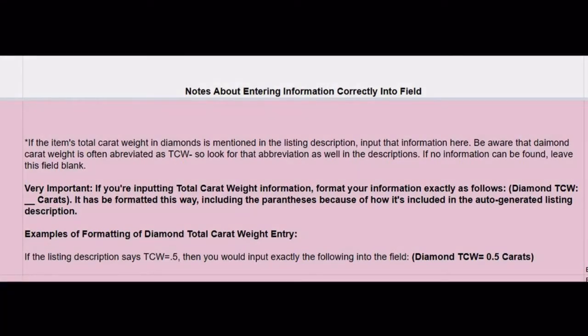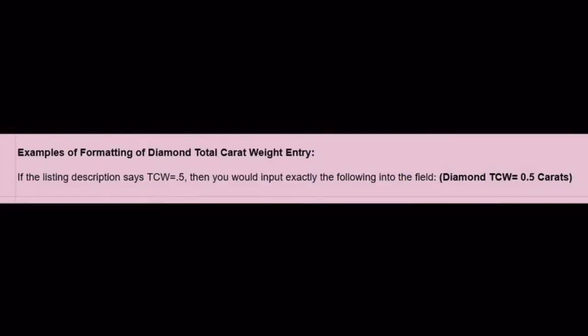and then you're done. The reason it's important to format this field exactly as we have specified here is that this is actually going to plug into the description that's generated from the inputs we put into this form. So we need it in exactly that format. Now let's do an example. Let's say that the listing description says that TCW equals 0.5. So this is an example where we don't have diamonds mentioned at all, but we can see the abbreviation for total carat weight is there.